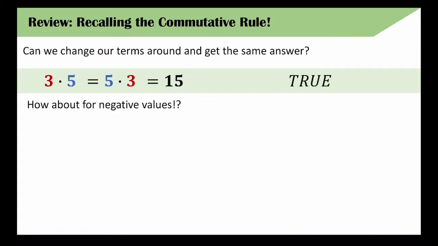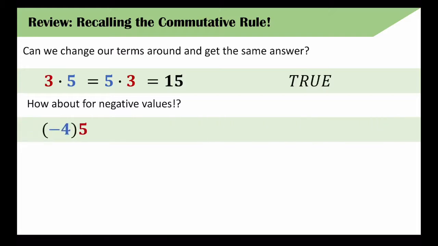How about with negative values? Negative 4 times 5. I'm going to change these terms around. I'm going to keep the negative with the 4 because that's my term value. So now I have 5 times negative 4. Let's see. Both of them equal negative 20, which is also true.